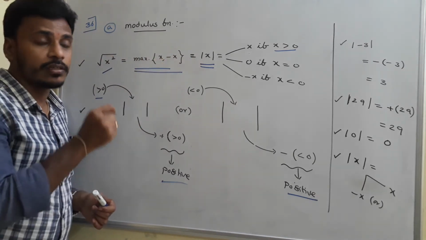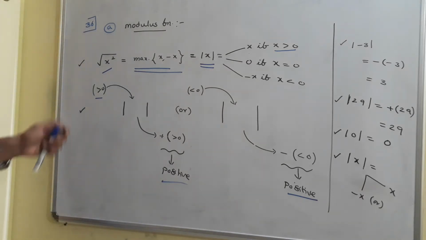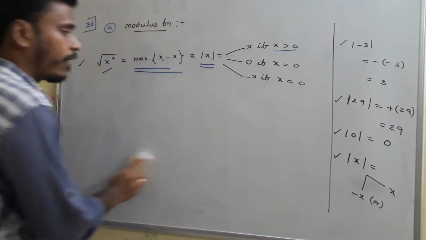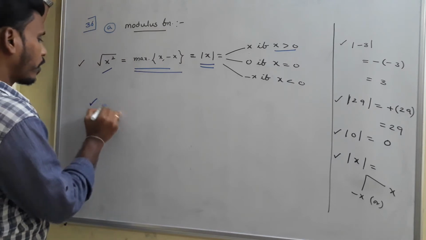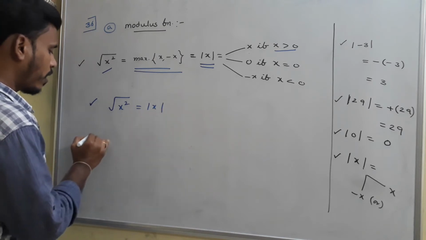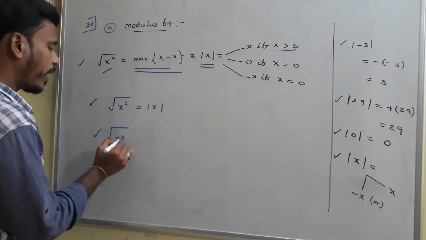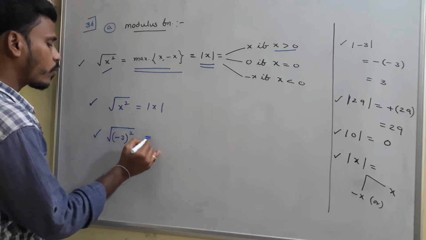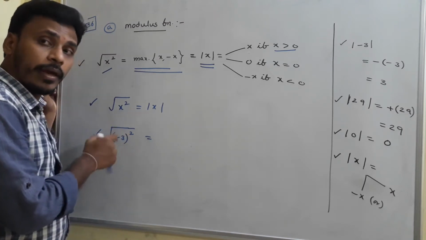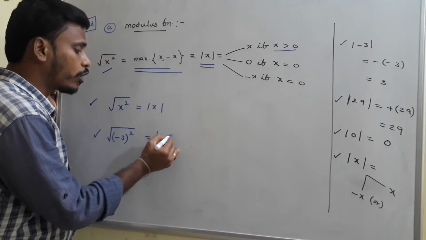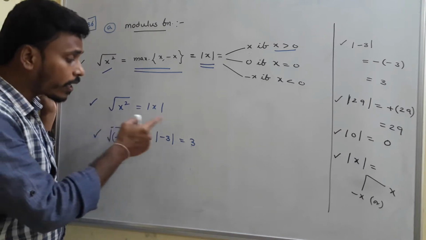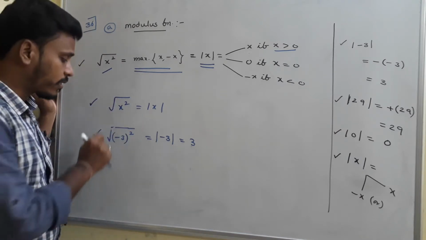Okay, at this situation, I need to clarify one more thing. Root x square is modulus of x. Use this always, right? Suppose if you have root of minus 3 square, root of minus 3 square is equal to, see, don't cancel out the square root and square. The square root and square will make this root of minus 3 whole square as modulus of minus 3, and at the end your answer is 3. If you just cancel the root and square, automatically you will get minus 3, but minus 3 is not an exact answer. The correct answer is 3.